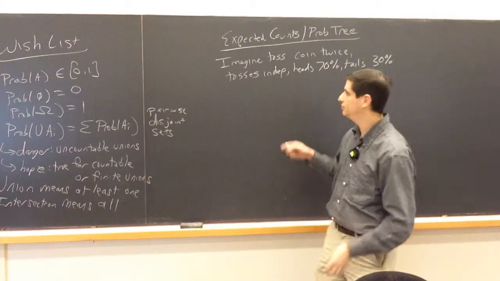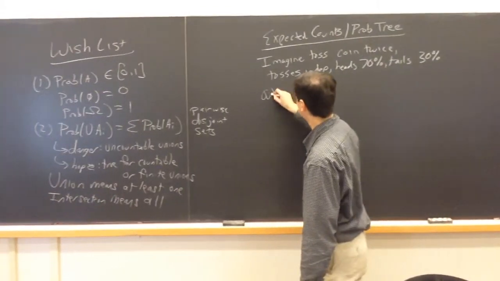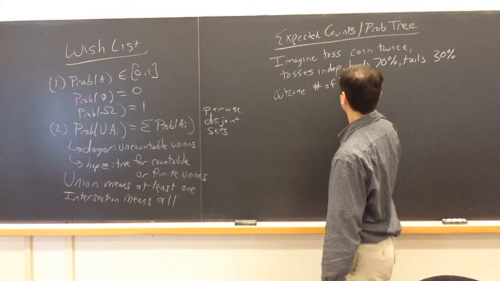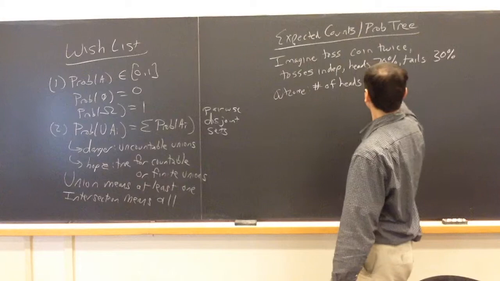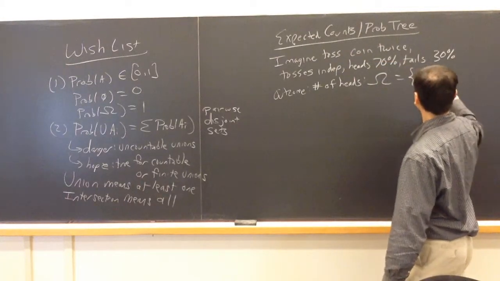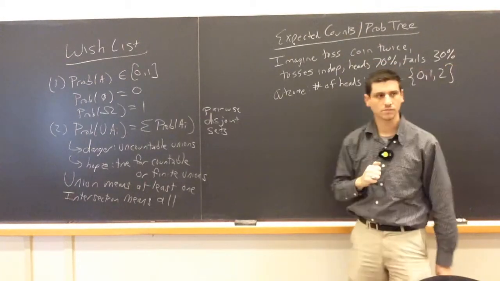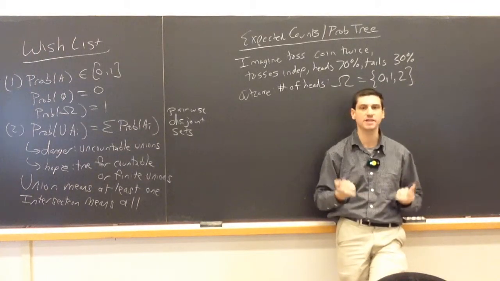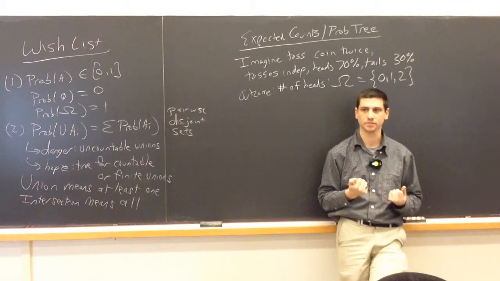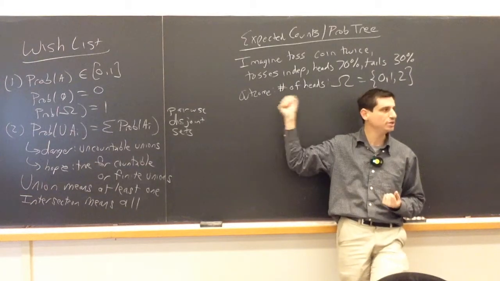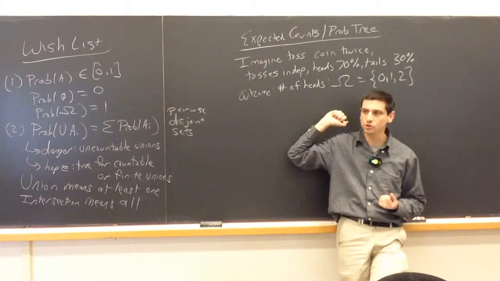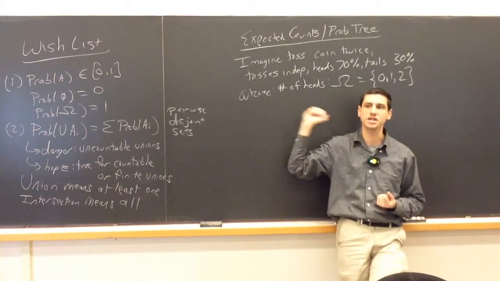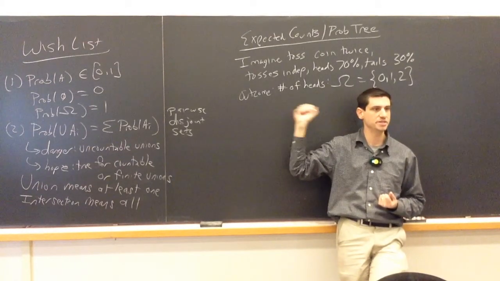I'm going to look at a slightly different set. Here, my outcomes will be the number of heads. And if I do that, my outcomes are 0, 1, or 2. That's the number of heads I could get when I do this. This may seem like a minor point, but this is an enormous idea in the subject. It is much better to talk about the number of heads than heads and tails.